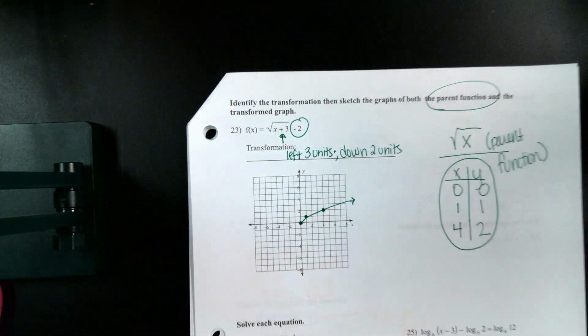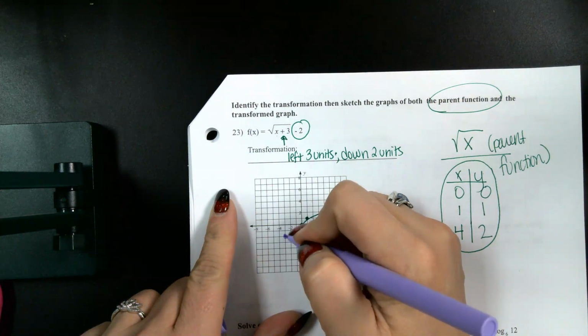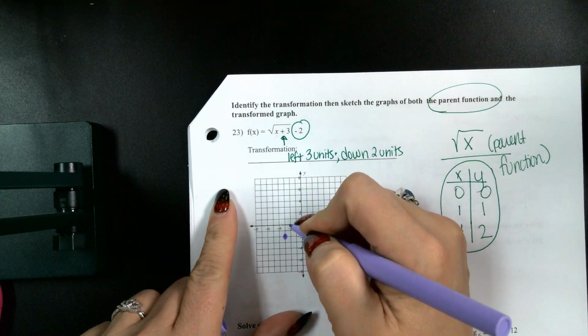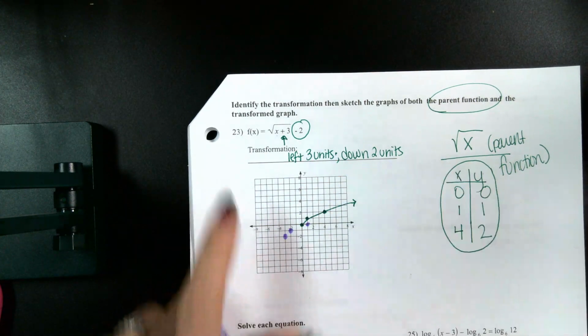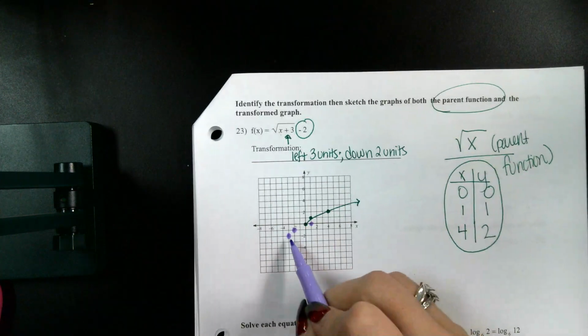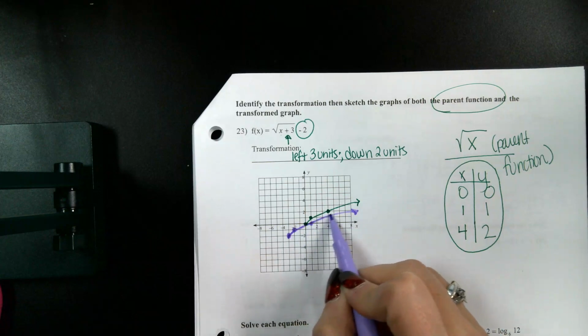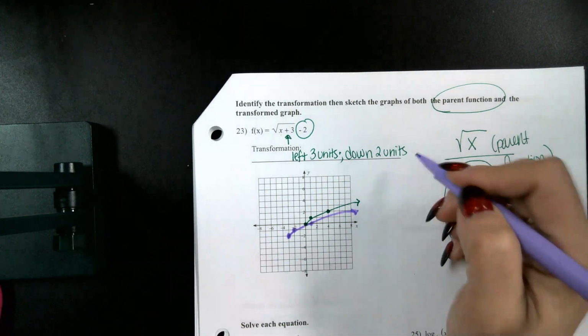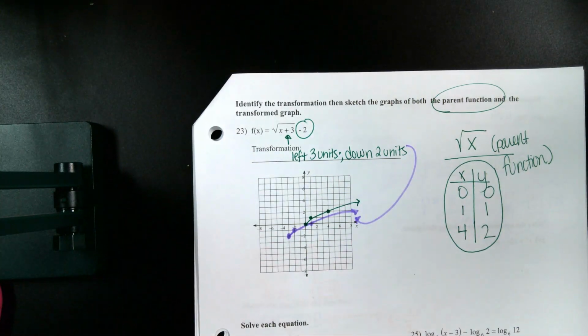So all you're going to do is take those 3 points that I plotted, and move each one to the left 3 and down 2. I'm going to do that in a different color. Left 3 down 2, left 3 down 2, and left 3 down 2. So the transformation is done in purple, the parent function is done in green.